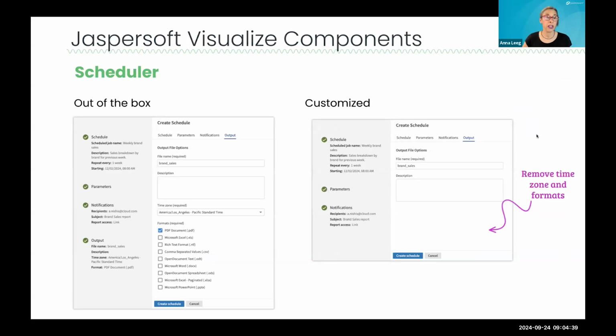Another customization, let's say that on the output tab, I want to remove time zone and formats because I want to just programmatically have those always be the same. I want the time zone to be America, Los Angeles, and say PDF is what I always want it to export as or output as. So I can hide those things.